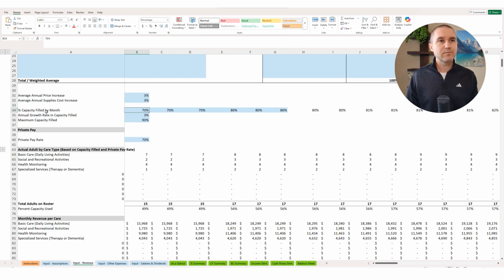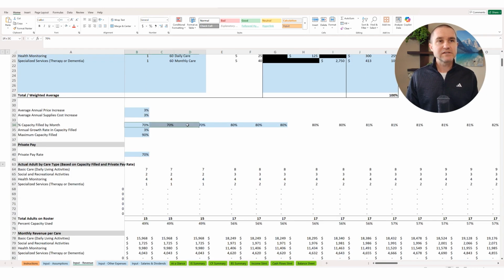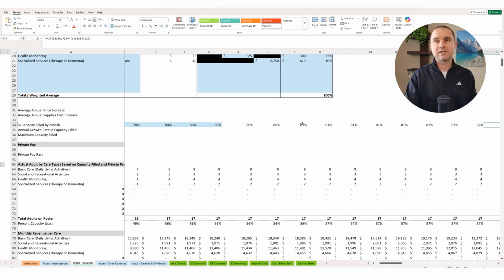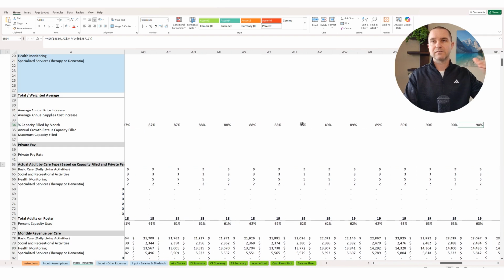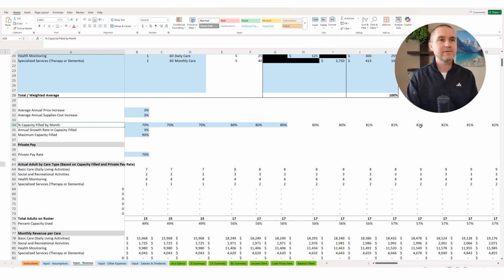And then you can set your percent capacity filled. Again, remember our capacity is 30, and we set our capacity filled here. We can set a maximum capacity. So if you wanted to say we're going to start at 80%, it's going to grow by 3% annually, but once it gets up to 90%, then it would level out at that. So you can see over here, once we hit 90%, it just stays flat at 90% capacity, because maybe it's hard to ever get to 100% capacity, and so we want to keep that in mind.